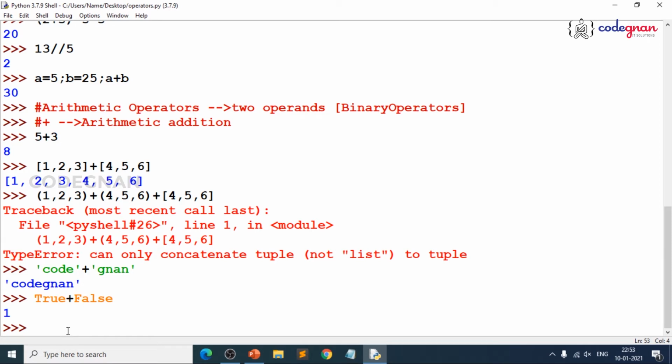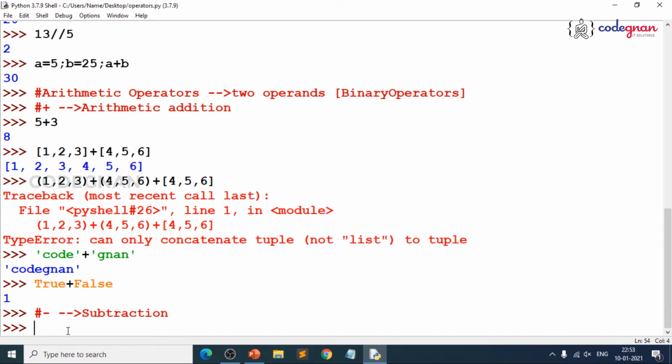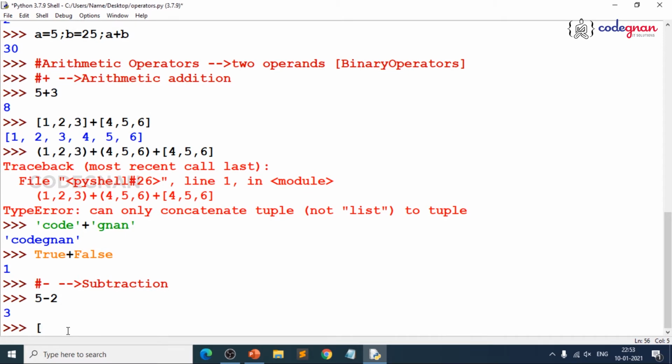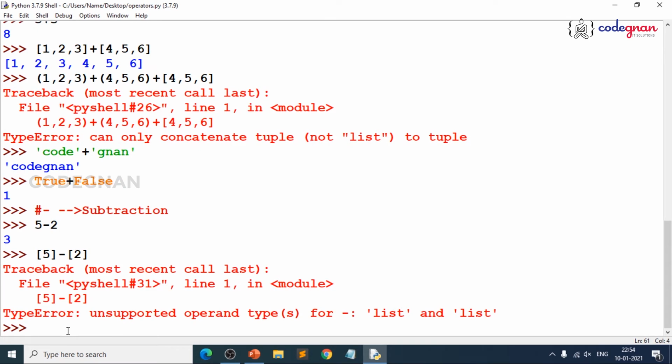In arithmetic, you also go for minus. What do you mean by minus? Subtraction. You know that, I need not tell it specifically. But you remember we have used minus for set difference when you go for two sets. Generally if you take two numbers, that is subtraction. That doesn't mean that you can take two lists. No, it is an unsupported operand. Only plus you can use. You cannot use it for any other type, and with strings also you cannot do it.